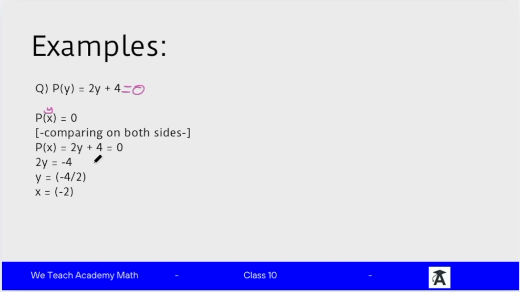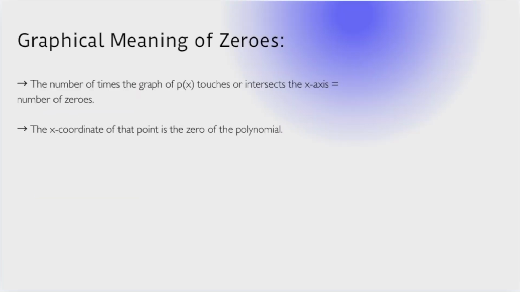So when you take 4 to the other side, it turns negative as you transpose it to the other side, and then 2 can be taken and then it will give you minus 2, and hence the value of y would be minus 2. So the x, which is the 0 of the polynomial, would be minus 2, which is also equal to y.